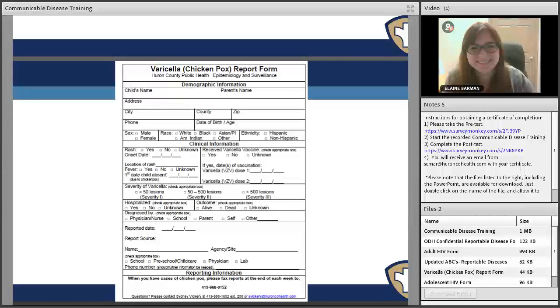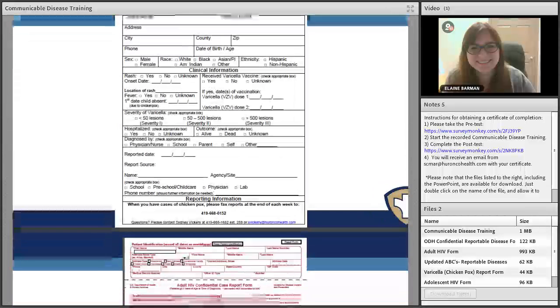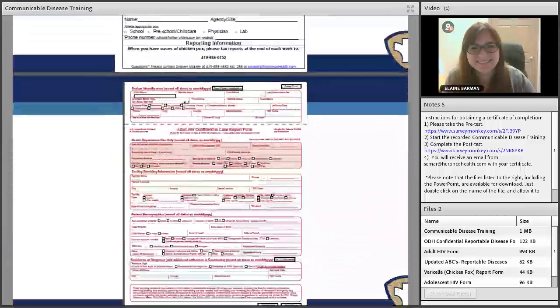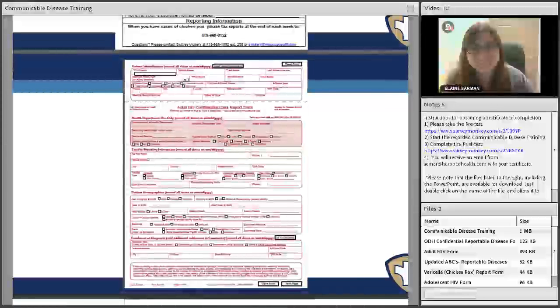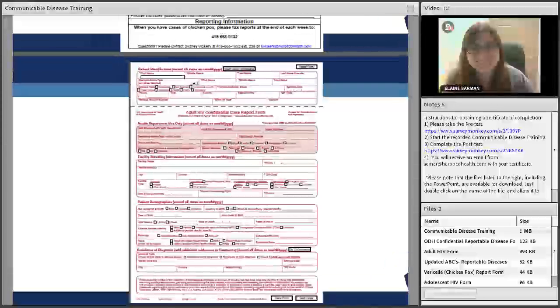Again, it has the rash and stuff like that, which we want this form filled out instead of the other form, or you can fill out both forms, but this one is a lot more helpful and has a lot of the specific questions for the disease. So this is the varicella form. Again, chickenpox is reportable and it is listed under varicella.